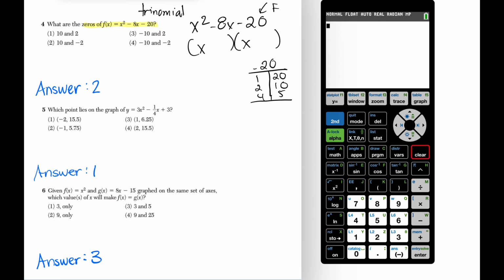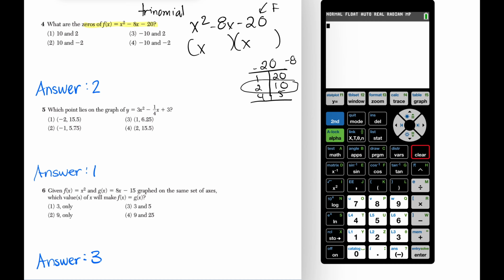And now I have to think, if I were to add any of these two together, which one of them is going to be positive and one is going to be negative? Which one would give me negative 8? So one is positive, one is negative, and I want negative 8. The only way I can kind of get that is with these two numbers.